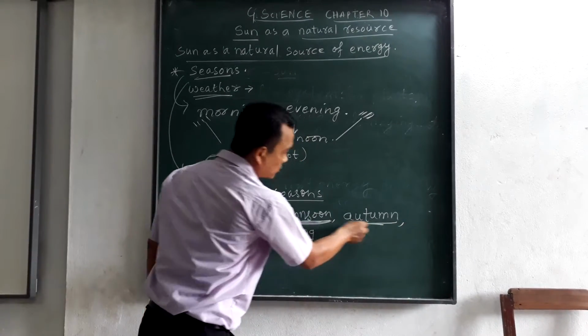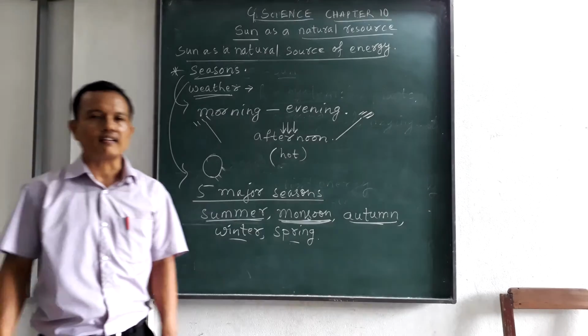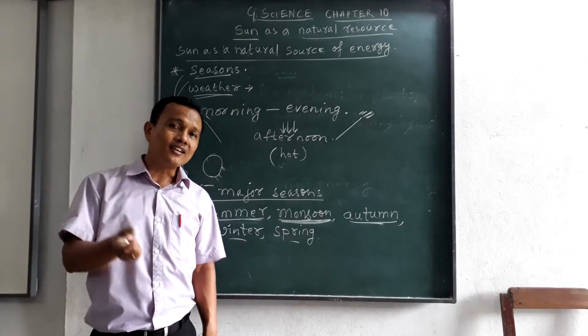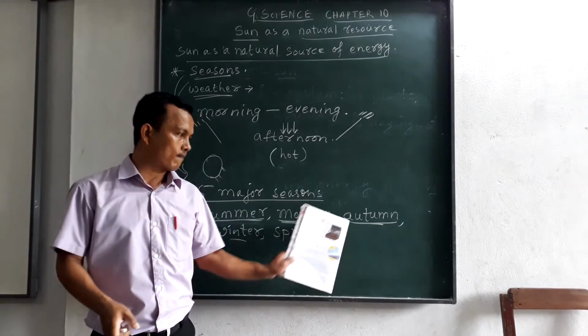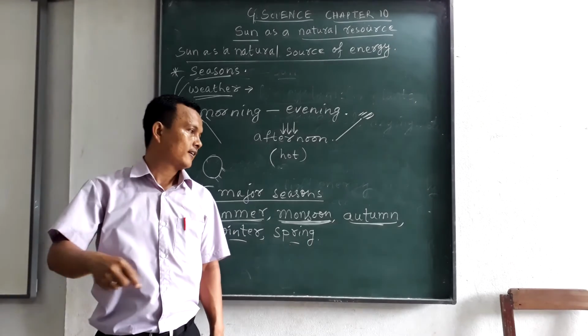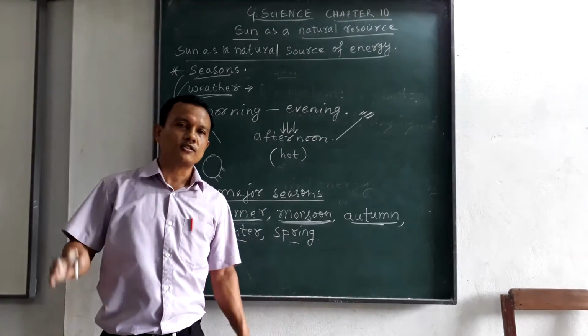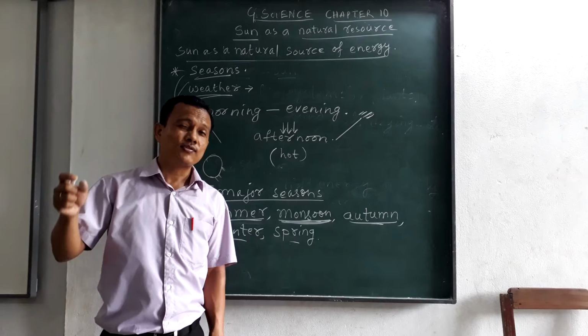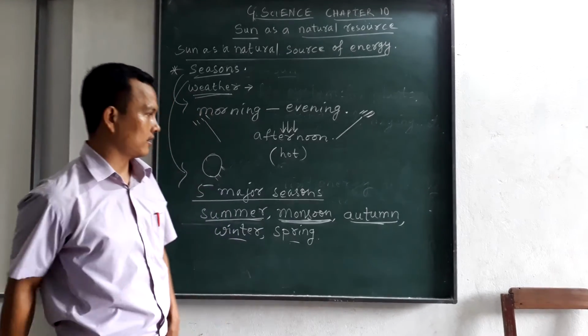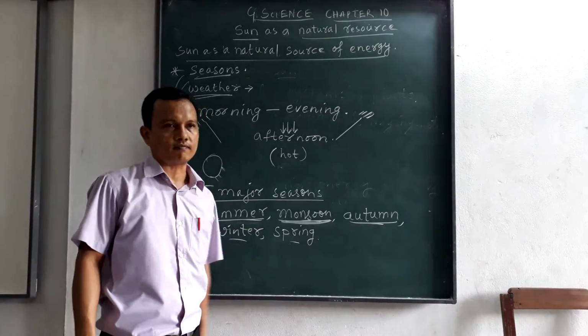And when we come to autumn, this is the season when the leaves of the trees or plants drop or fall, in another word. So autumn is the season where trees shed their leaves.